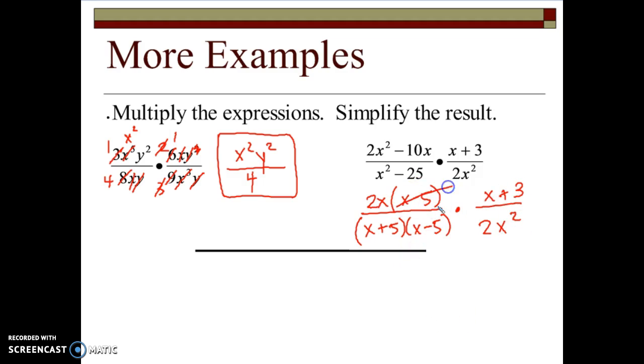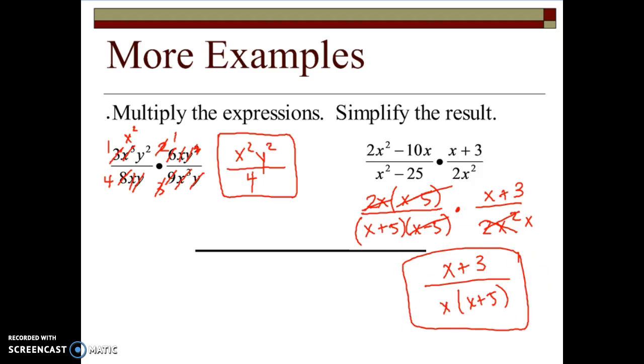So now on top and bottom I have the x minus 5, and I have a 2x and a 2x, which just makes this become an x because it was x squared. And then I multiply straight across. On the top all I have is x plus 3, and on the bottom I have x times x plus 5. And we can leave it like that.